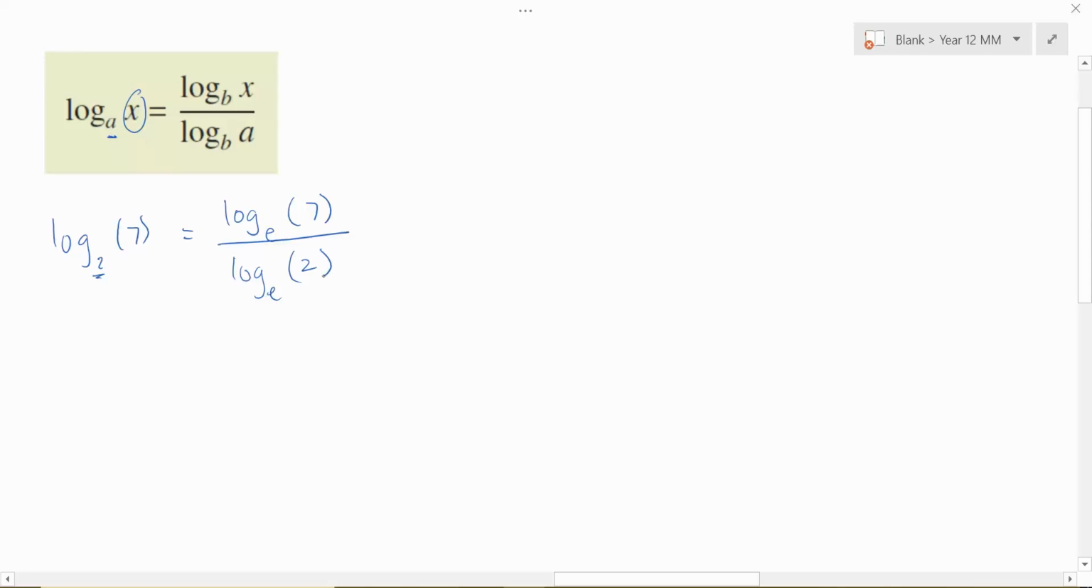See, on my calculator, I can do that. I can type in log base E of 7, I can do log base E of 2. I can do that on my calculator at the time. The question is, where is that formula coming from? Most students would just memorize that, and I don't want you to memorize it. I want you to think about it.